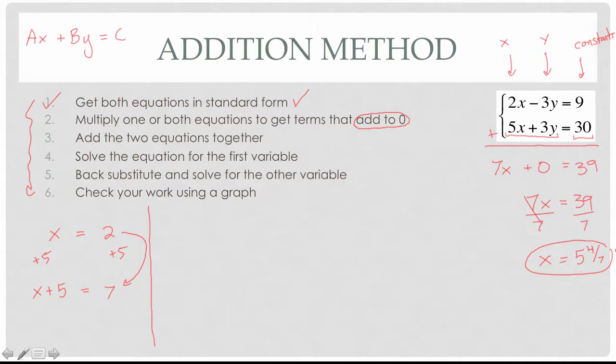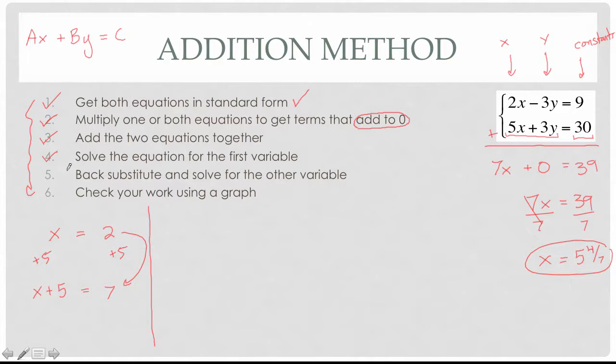There we go. That is the first part. We actually did step 2. We did not need to multiply because when I added them up, I had two terms that did add up to 0. Negative 3y plus 3y, those added up to 0. That took care of step 2, and then we went ahead and did step 3, adding the two equations together. And then we did step 4, we solved the equation for the first variable. We see this intersection point in the solution happens when x is 5 and 4/7.